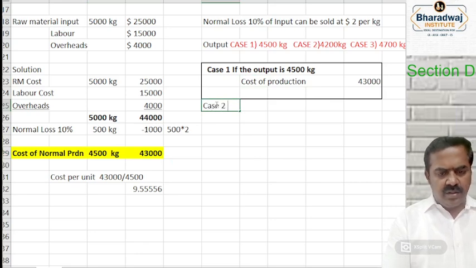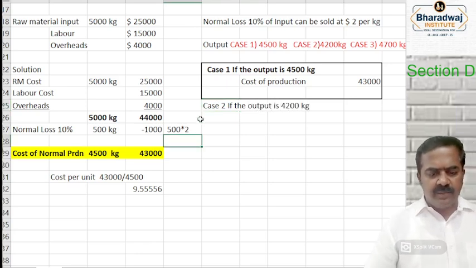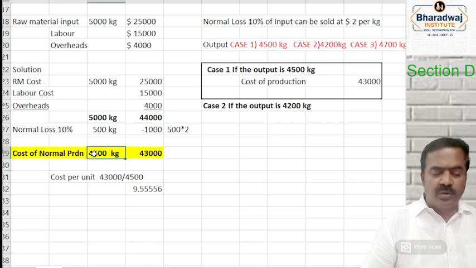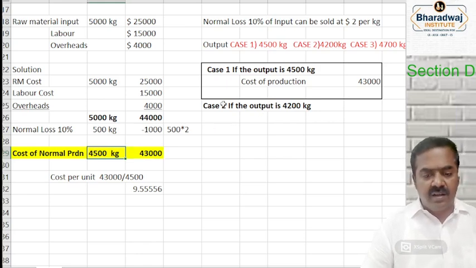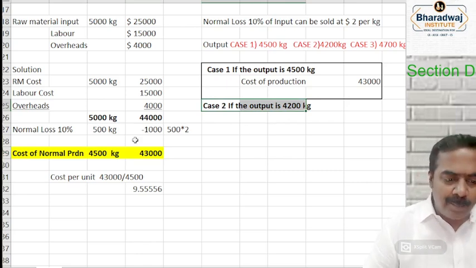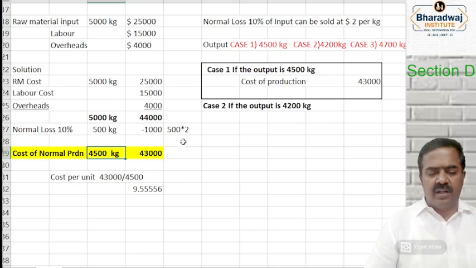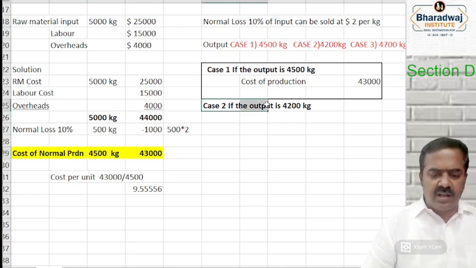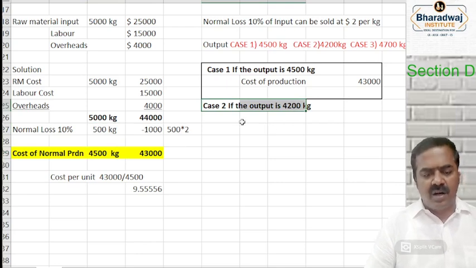Case 2. If the output is 4,200 kilograms only, what are we expecting? Sorry, 4,500 kg we are expecting. But we got only 4,200, which means there is an abnormal loss. Expected is 4,500. Already we provided for normal loss. Further, if there is a loss, that is called abnormal loss.